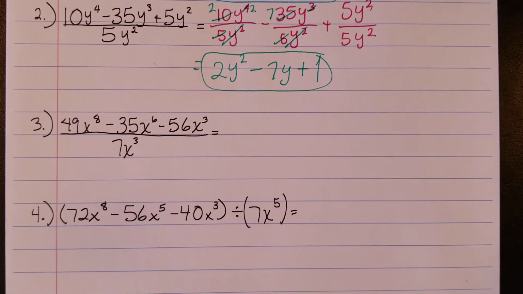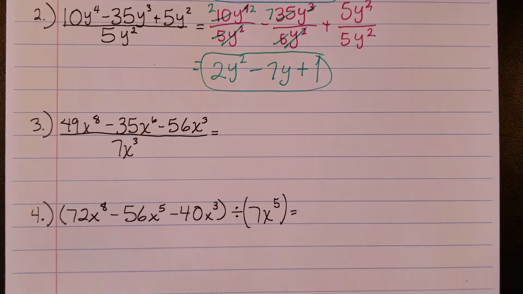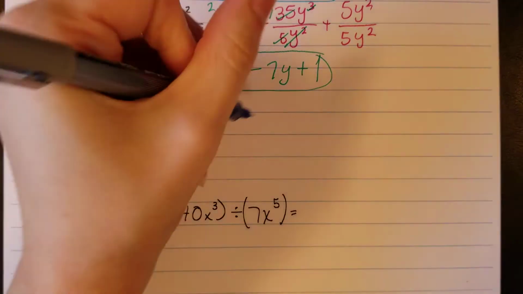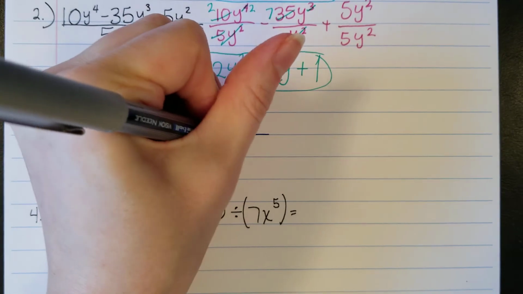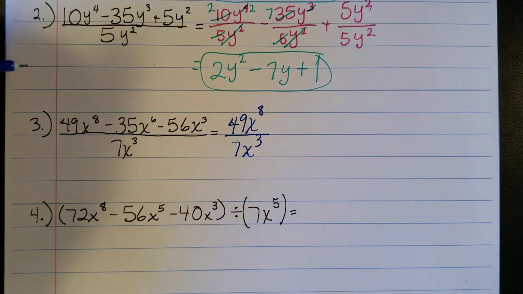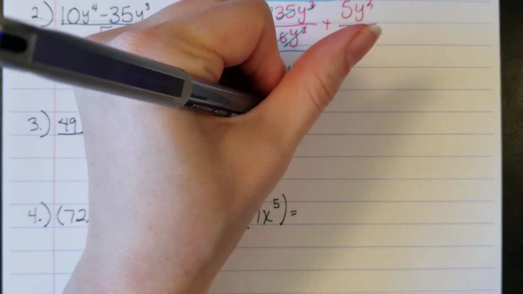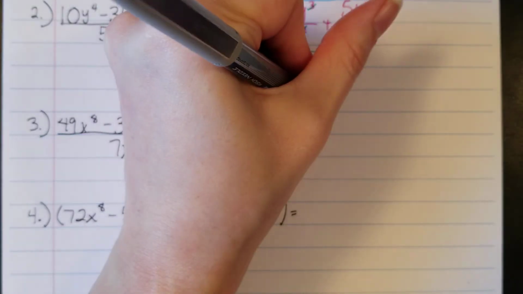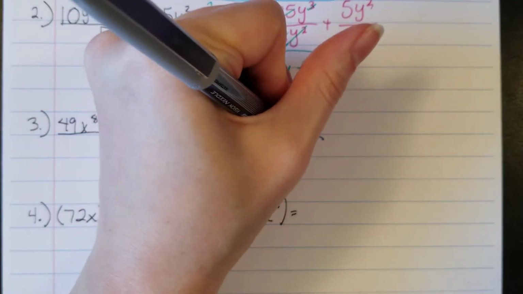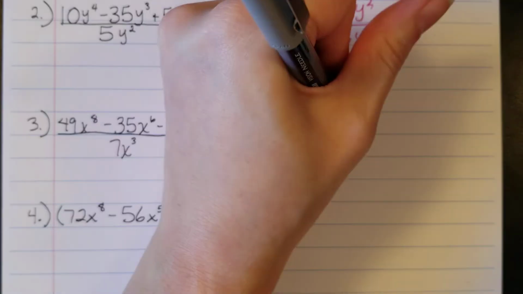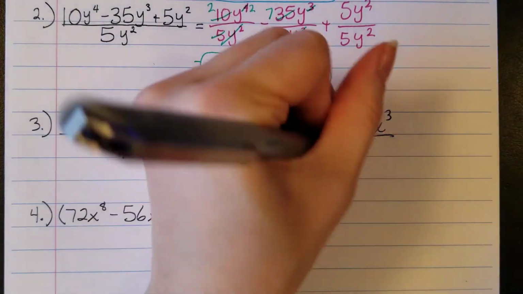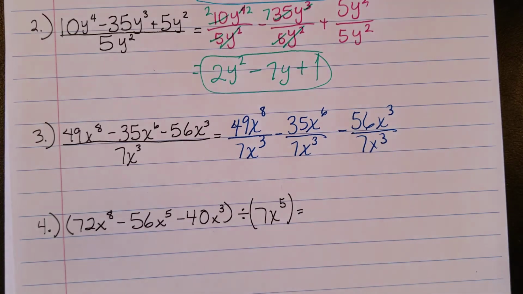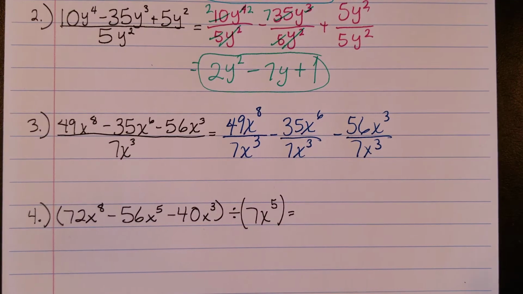All right, number 3. So we would have 49x to the 8th over 7x to the 3rd minus 35x to the 6th over 7x to the 3rd minus 56x to the 3rd over 7x to the 3rd. Then we're going to reduce.